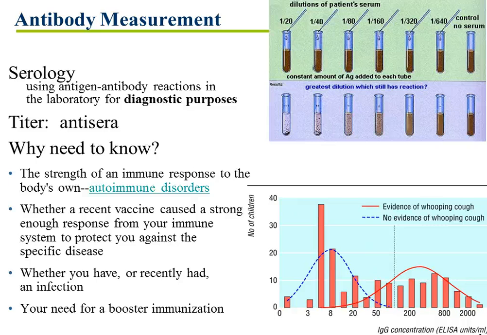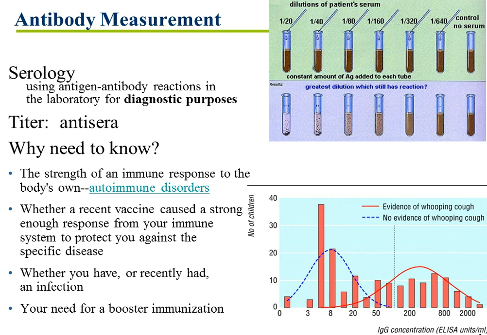Second, serological testing is done to determine a variety of autoimmune disorders like lupus, or whether a vaccine has been successful in boosting your immune response, or whether you do need to get a booster vaccine. So I'm going to talk about this in more detail in class, so I don't think I'll go into the pictures here. I've got a picture up at the top right showing how titer is done.